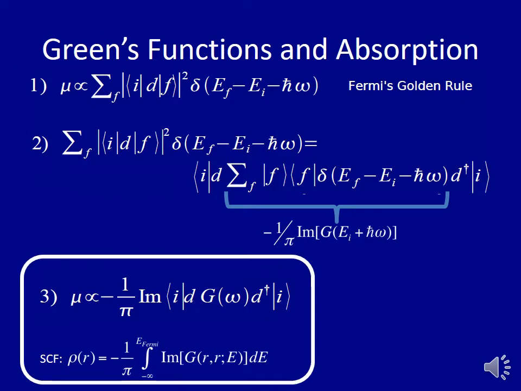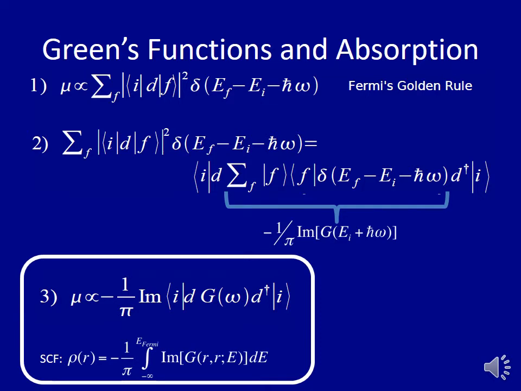So therefore, if we want to calculate absorption using Green's functions, we need to be able to calculate the spectrum from a Green's function, and we need to be able to calculate the density from a Green's function. So how do we do this? Let's go back again to Fermi's golden rule. At this point, we now have single particle effective states, because we're using a single particle effective Hamiltonian.